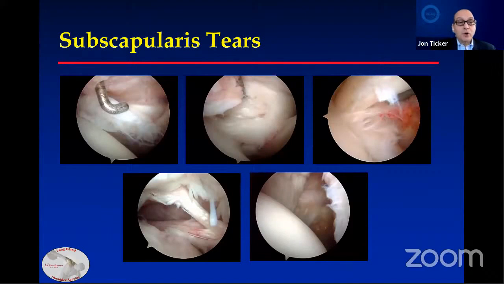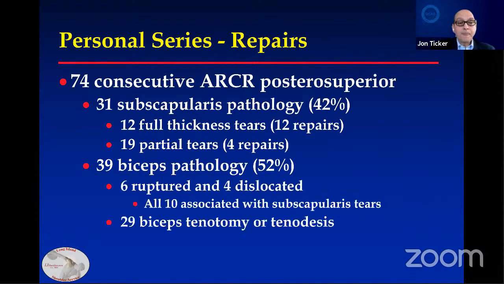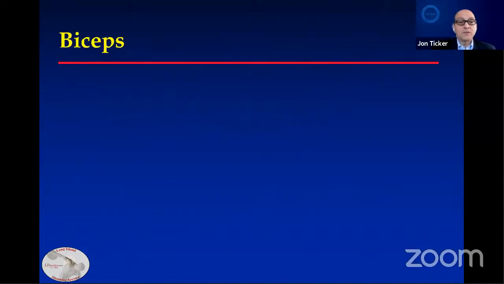The tears can vary from partial tears on the upper row to full thickness tears on the lower row. There's also a significant amount of biceps pathology that I encountered, often related to the subscapularis, but also the posterior superior cuff. Of the 6 ruptured and 4 dislocated biceps tendons, all were associated with subscapularis tears in this small series. And many more required treatment, a majority. So if you look at this, and this is a series that was brought to surgery, not just all comers, 2/3 required some subscapularis or biceps treatment due to the pathology.